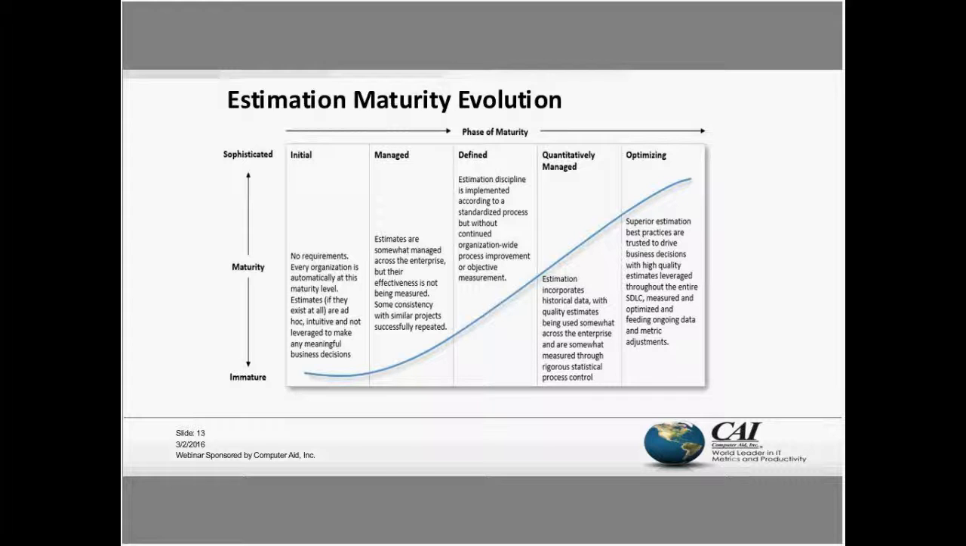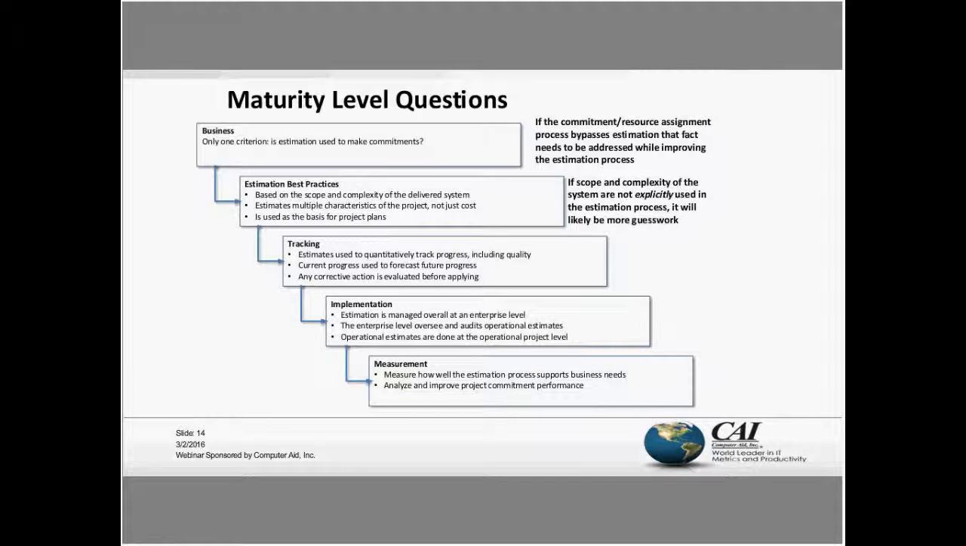These are the questions that we ask in those five different areas of practice. So you'll notice there's only one question in the business area: is estimation used to make commitments? As I said earlier, we're in the business of helping companies make fact-based business decisions. And an organization can have the best estimation processes in the world, but if they're not using them to make business decisions, what good are they? So we place a lot of weight on that very first question: are you using the output of the estimation to make your commitments and support business decisions?